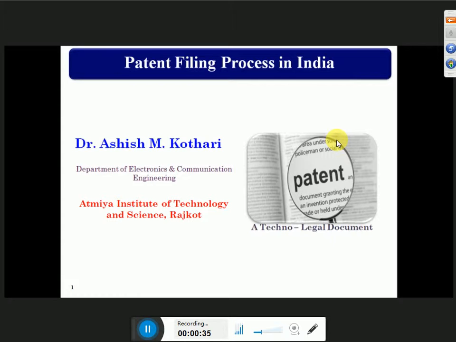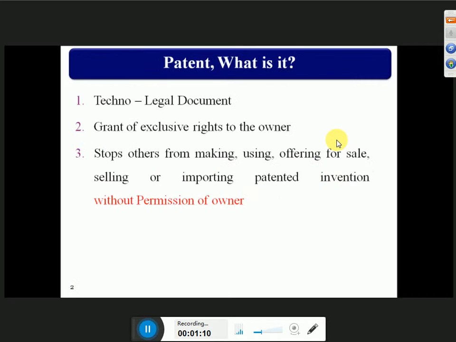So, as you can see, I said patent. Basically, it is a techno-legal document, because it is a technical document where some legality can be added by the Patent Office India, so that the entire rights go to whoever files the patent. So today I am going to talk about how you can file the patent, who can file the patent, and what the timelines are for filing as well as getting the patent from India.